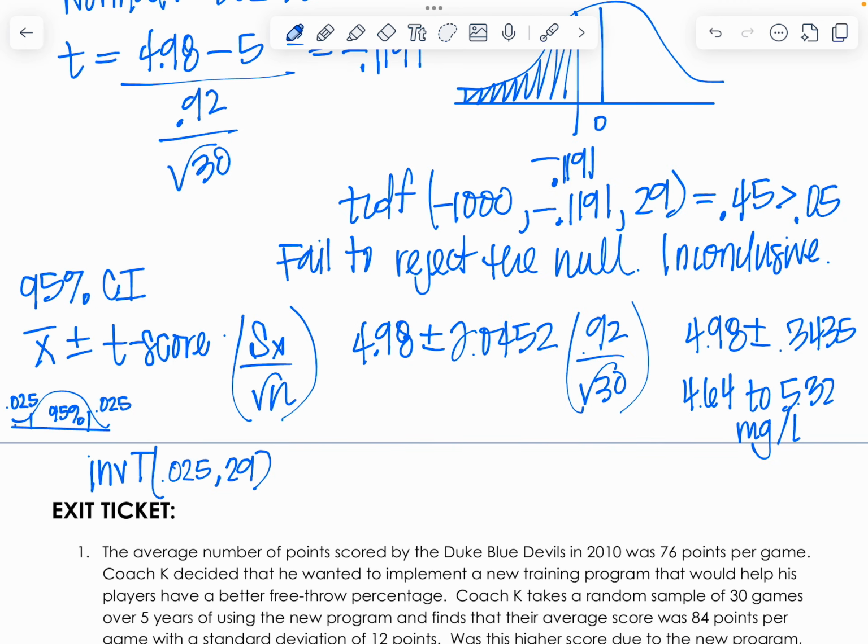Now this gives us our problem. Remember, we said it was inconclusive, meaning we don't know if the mean is actually less than 5. And that is further emphasized by this because part of our interval is higher than 5. And so this interval shows that that level of dissolved oxygen might actually be higher than what he thinks it is. And so that's why our test resulted in an inconclusive answer.